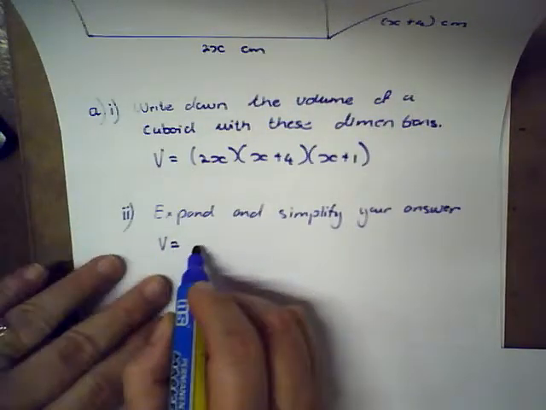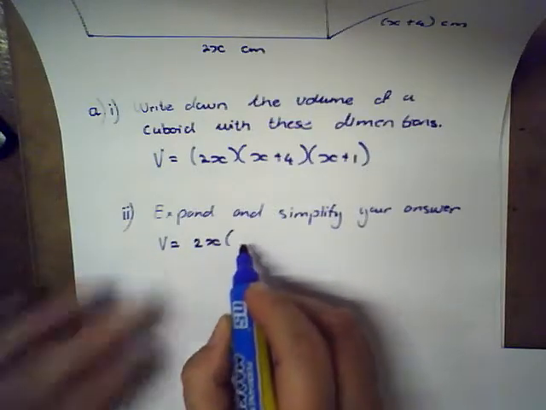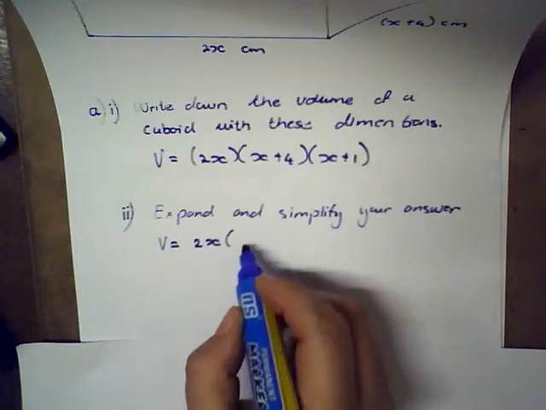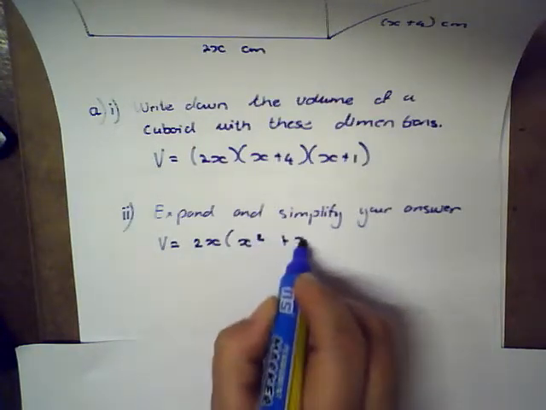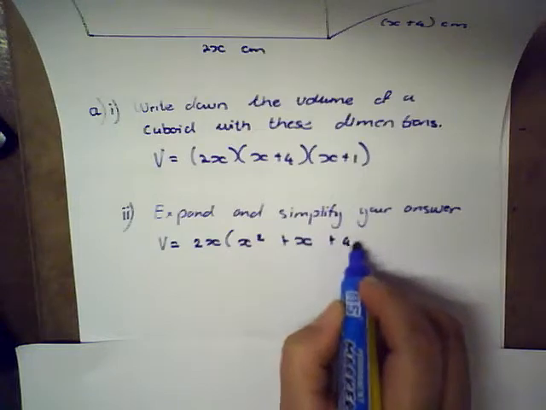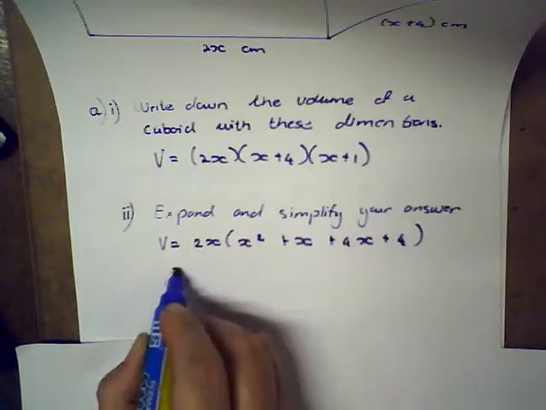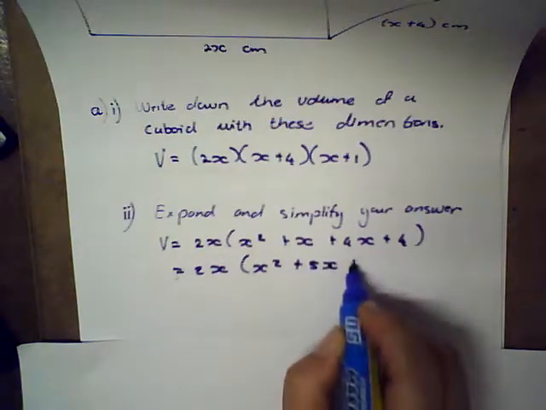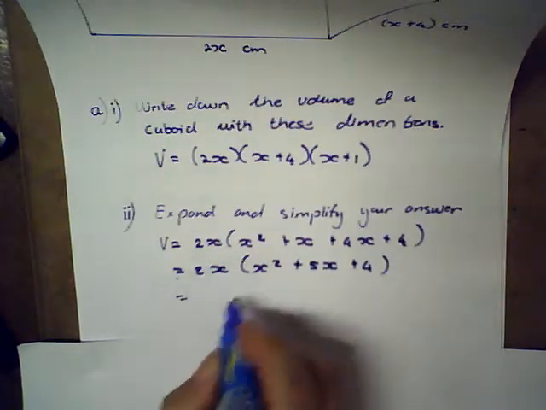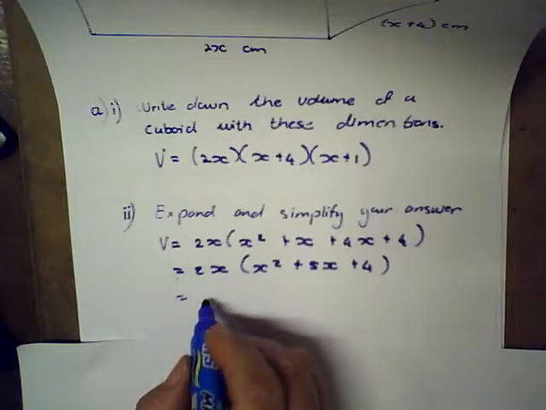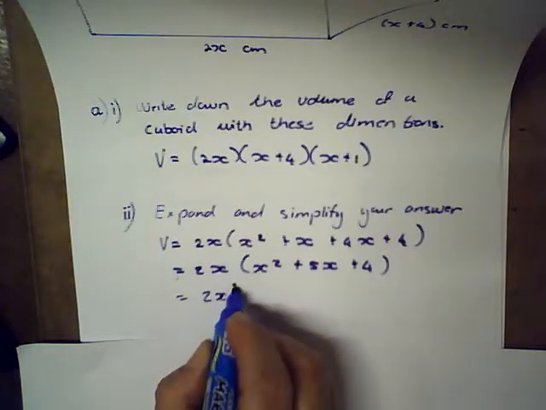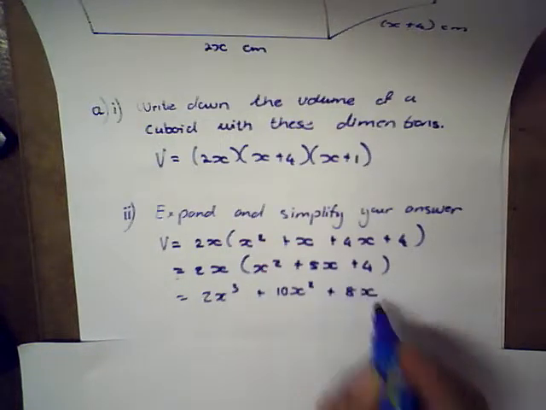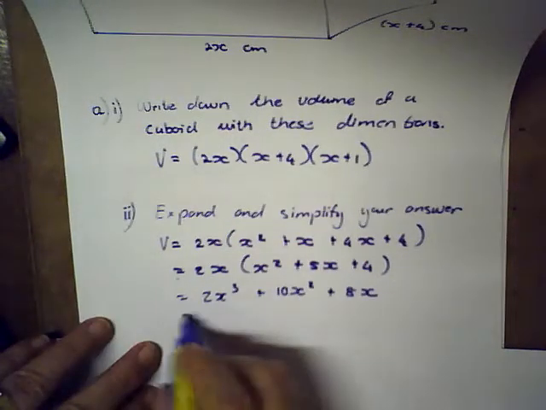So volume would be, and I'm just going to keep that there, and then expand. So I'm just going to distribute the first bit. That would give me x squared plus x plus 4x plus 4. Let's just continue to simplify it. x squared plus 5x plus 4. And now distribute that to 2x. That would give me 2x cubed plus 10x squared plus 8x. And there we are. We've done it.